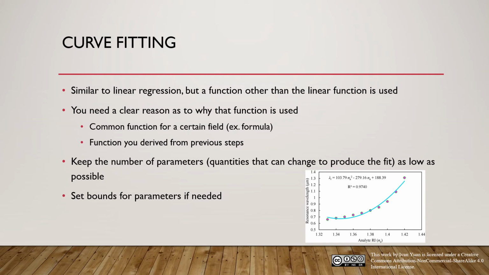In curve fitting, you will have a number of parameters. Each parameter is a quantity that you can change to produce the fit. For example, a standard quadratic function would have 3 parameters. However, to make sure that your curve fitting is the most optimal, you should keep the number of parameters as low as possible. Finally, to further enhance the result of your curve fit, you may want to set bounds for your parameters whenever needed. These bounds restrict the parameters to certain values. For example, they force a certain parameter to be positive.